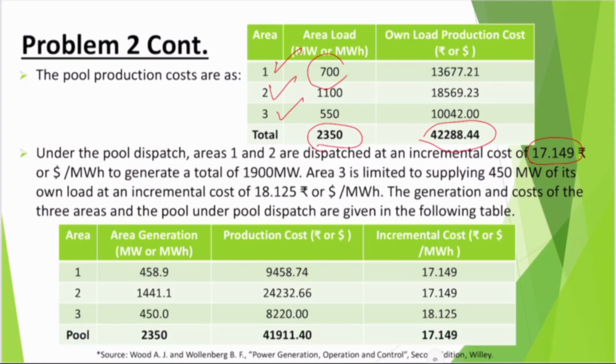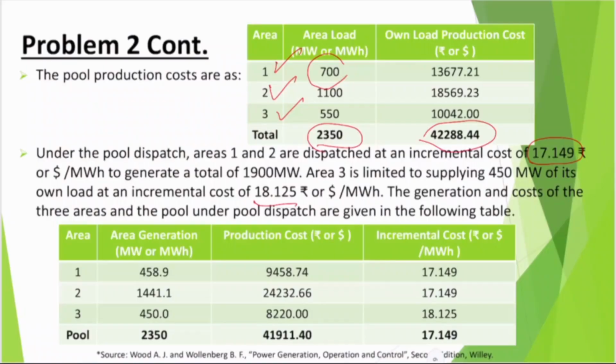Now what about area 3? Area 3 is limited to supplying 450 megawatt with a cost of 18.125. Imagine the area load for area 3 is 550 megawatt. Now due to some unavoidable circumstances, it is able to meet only 450. So what do you have to do? The rest, that is the difference between 550 and 450, which is 100 megawatt, needs to be met by other areas because they are interconnected.